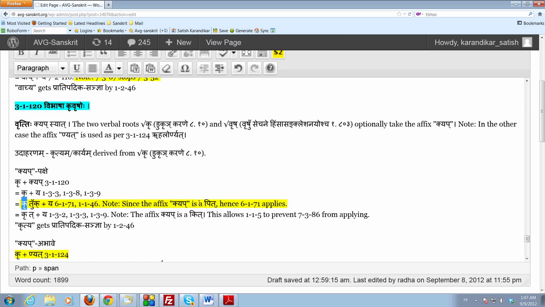Yes, the affix kyap is a pit affix, so that allows the rasvasya piti kriti tuk to apply. And anubandha lopaha, upadeshena nasika it, halantyam tasya lopaha. And since the affix kyap is a kit, there is no question of applying puganta laghu upadhasya cha, because there is no gunadesha, because the affix kyap is a kit. So kritya gets pratipadika sanya by krit taddhita samasascha. So when the kyap affix is added, we get the form kritya by the tuk agamaha by 6.1.71.